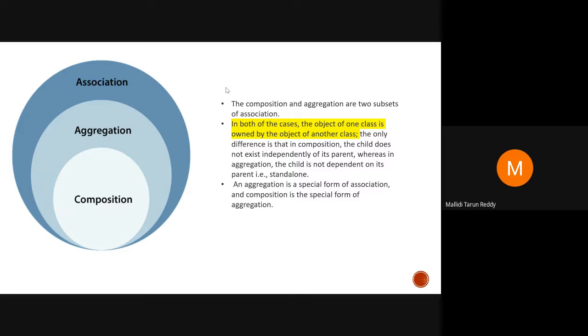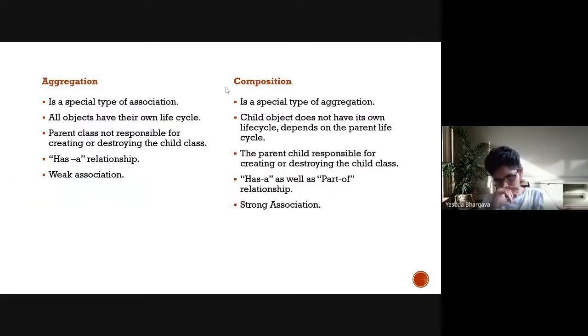Okay? Yes, ma'am. Okay. So moving forward, the difference between aggregation and composition: aggregation is a special type of association, whereas composition is a special type of aggregation. In an aggregation relationship, all objects have their own life cycles, whereas in composition, the life cycles of parent and children are quite closely linked to each other. In aggregation, a class contains another class, whereas in composition, a class not only contains the other class, but is actually composed of another class. So composition is the strongest relationship between two classes. Aggregation is a weak association and association is the weakest association.